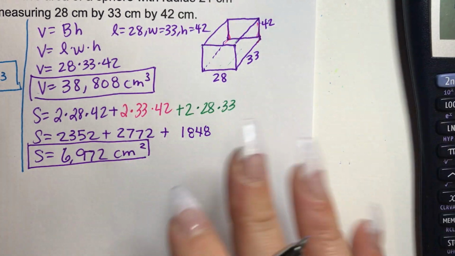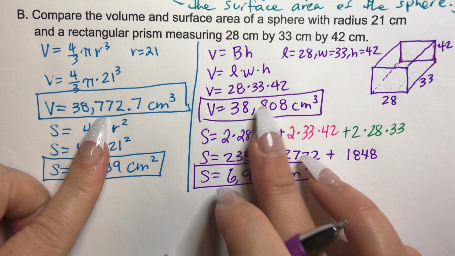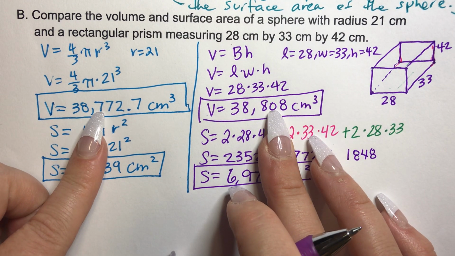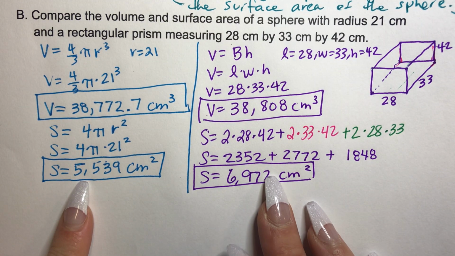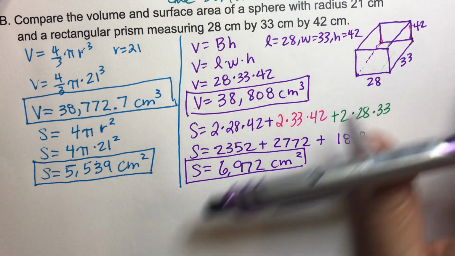So let's compare these. I'd say the volume of the sphere and the rectangular prism are definitely very, very close and similar. However, the surface area of the rectangular prism is definitely greater than the surface area of the sphere.